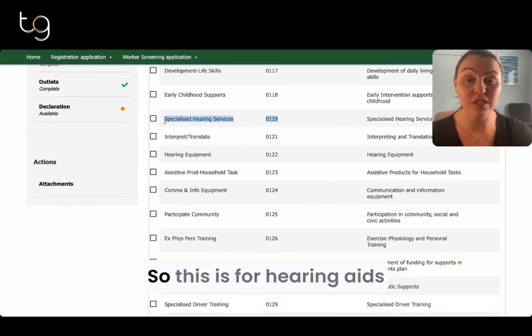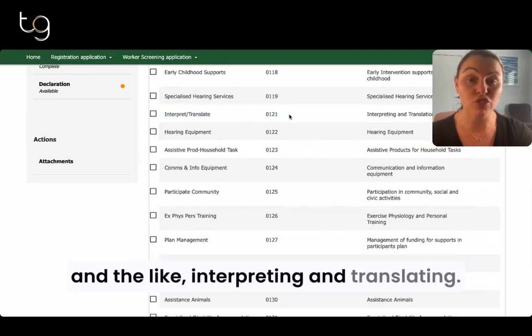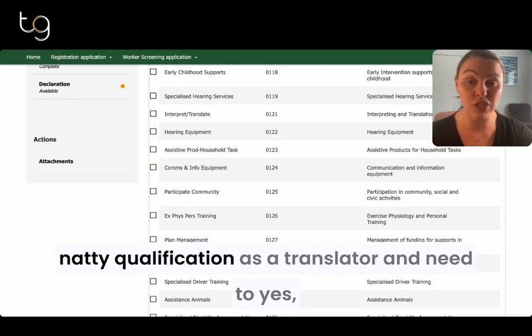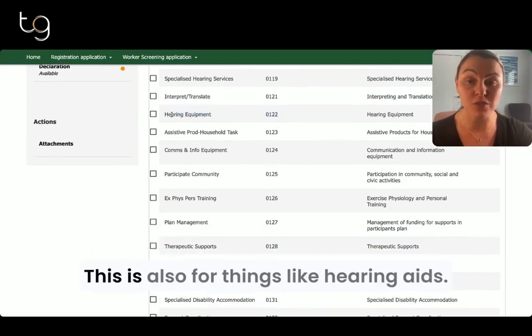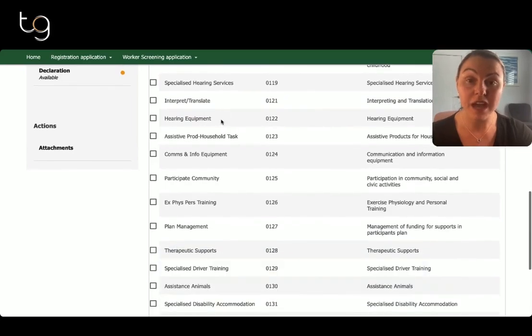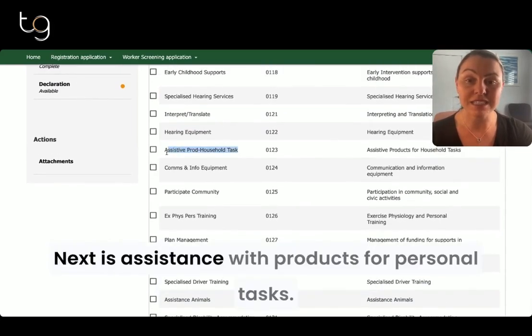Hearing services. So this is for hearing aids and the like. Interpreting and translating. For this, you do need to have a NAATI qualification as a translator to add that group. Hearing equipment. This is also for things like hearing aids. So these two usually go together. This is for audiologists.